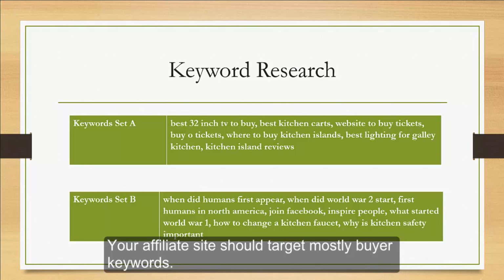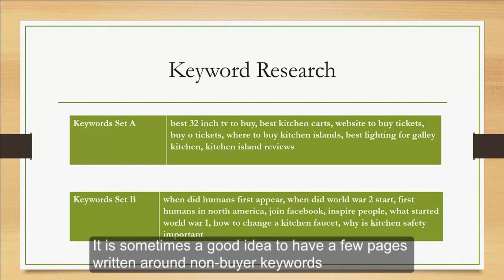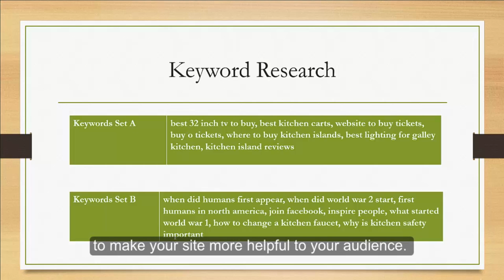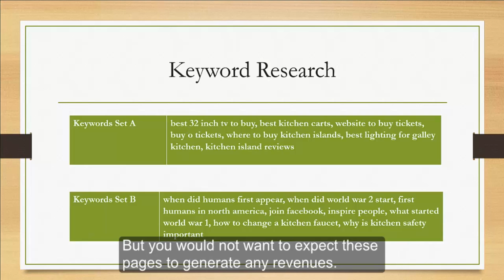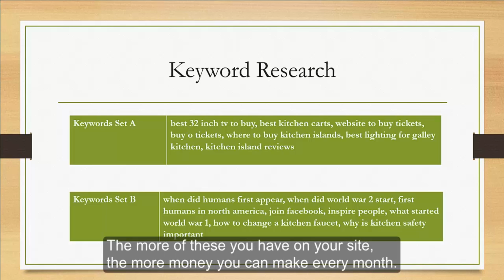Your affiliate site should target mostly buyer keywords. It's alright if your site has a few pages focused on non-buyer keywords. It is sometimes a good idea to have a few pages written around non-buyer keywords to make your site more helpful to your audience, but you would not want to expect these pages to generate any revenues. Virtually all of your site's revenues will come from buyer keywords. The more of these you have on your site, the more money you can make every month.